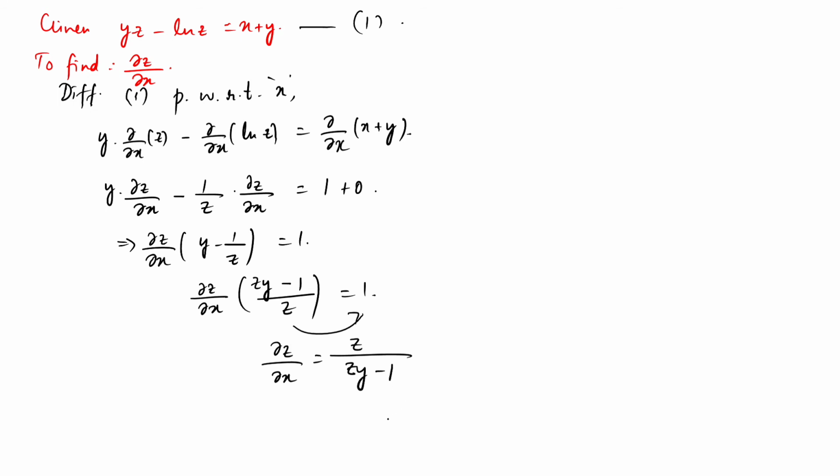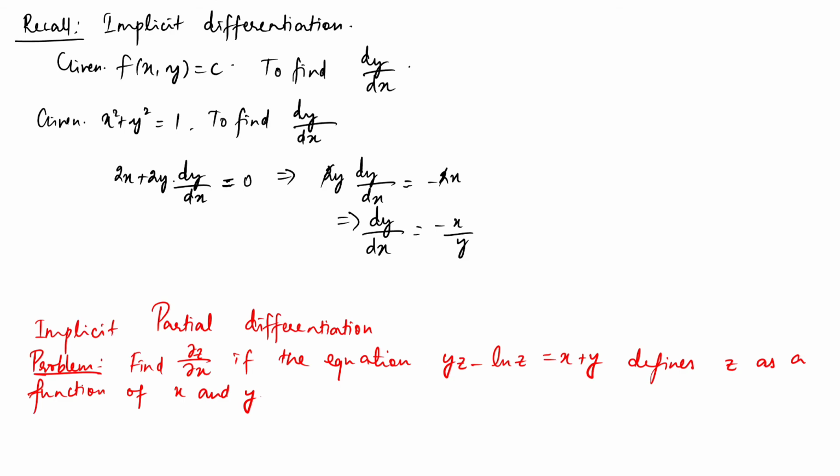Is the idea clear? Once more: if you are asked to find a partial derivative by giving some equation of this kind, remember that z is a function which involves both x and y. When you are differentiating partially with respect to x, z is a function of x. Just like we had y as a function of x in this case, there we have z as a function of both x and y.